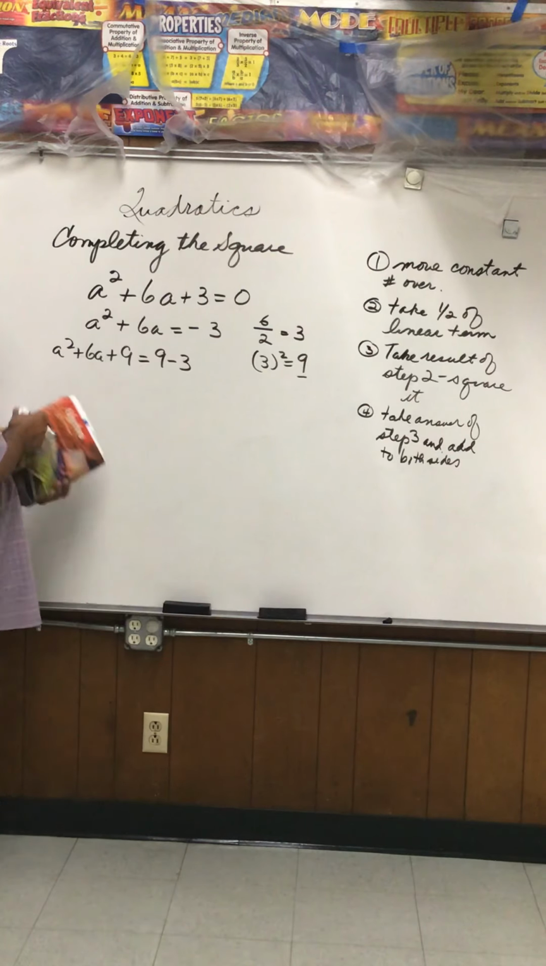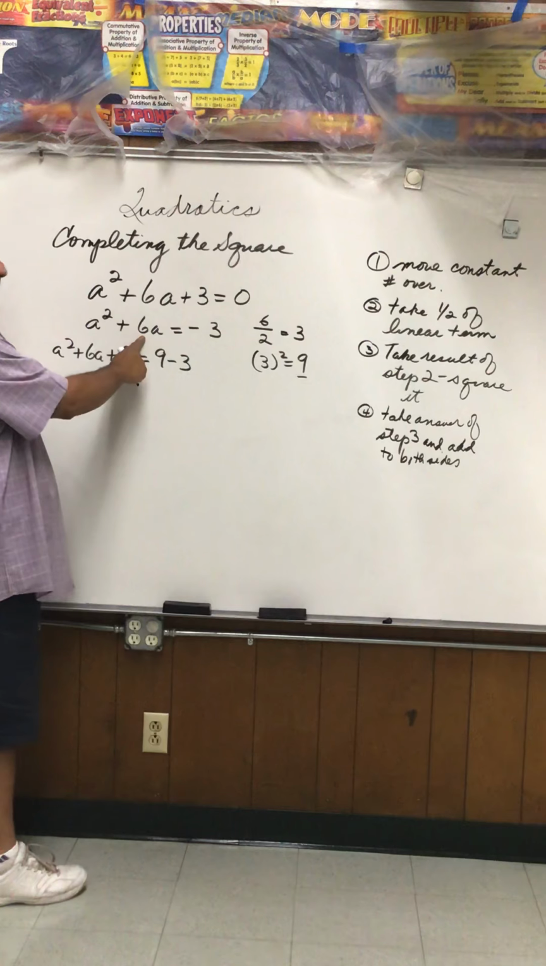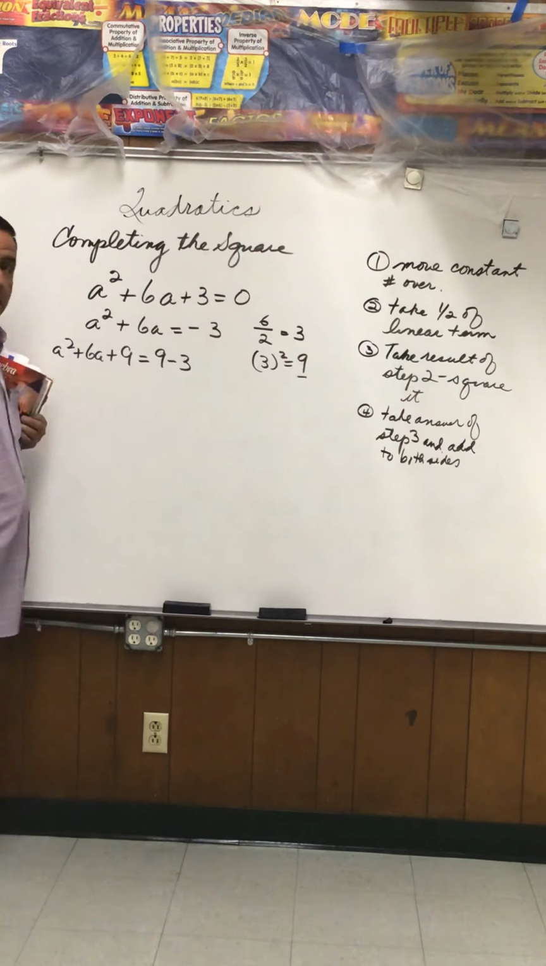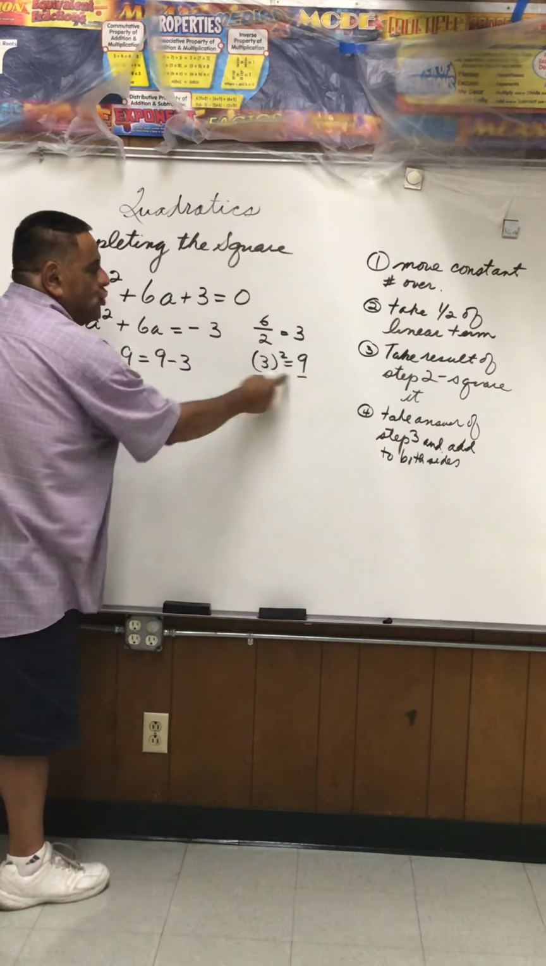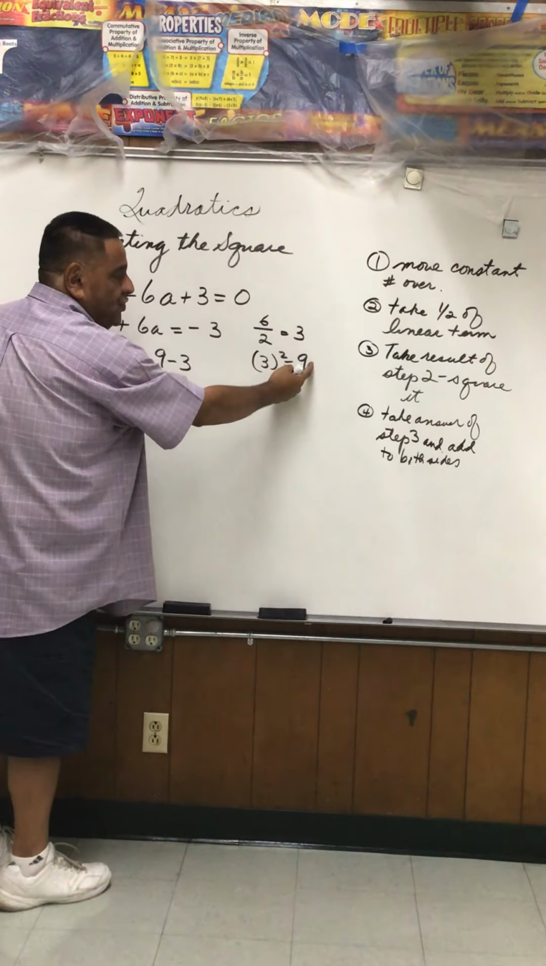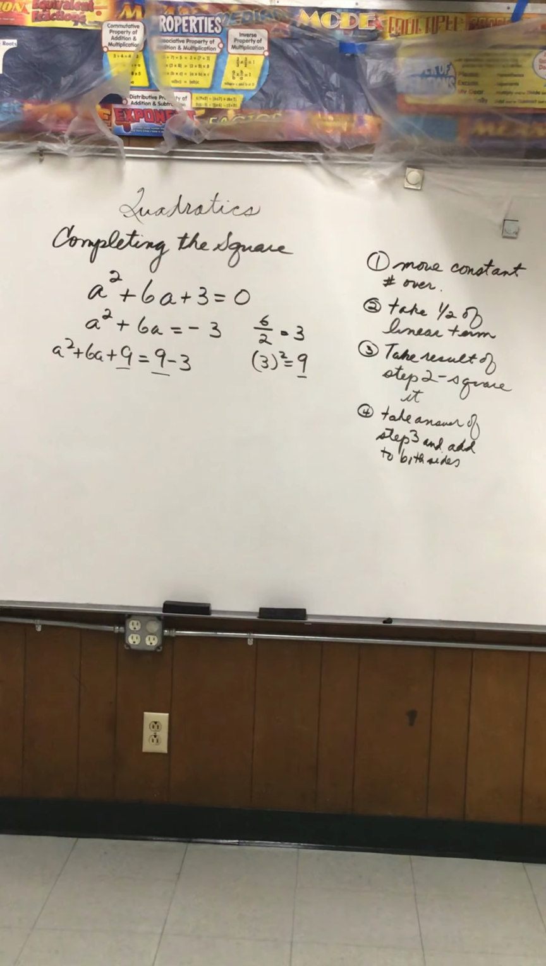So again, let's go back. First, step 1, move this constant number over. Step 2, take half of the linear term. Half is divided by 2, you get 3. Take that result, square it, you get 9. Now take this result that you got from squaring it and add it to both sides. Here's what I did. I added 9 to both sides.